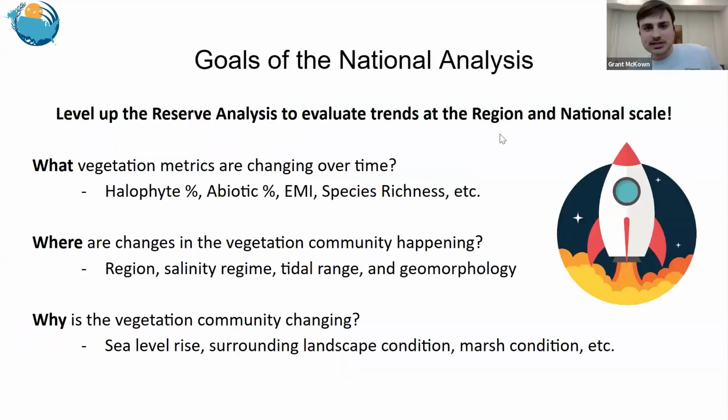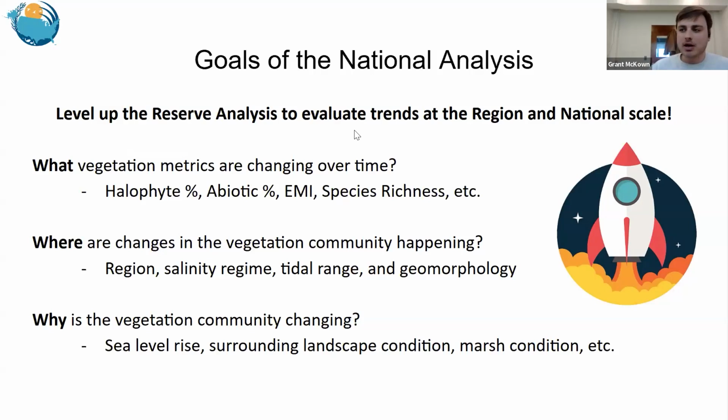And the goals of our analysis were the what, the where, and the why. So first, we wanted to understand what vegetation metrics were changing over time. Just like in our reserve analyses, we used certain vegetation metrics that might show change, such as halophyte cover or abiotic cover or the IMI or even species richness.